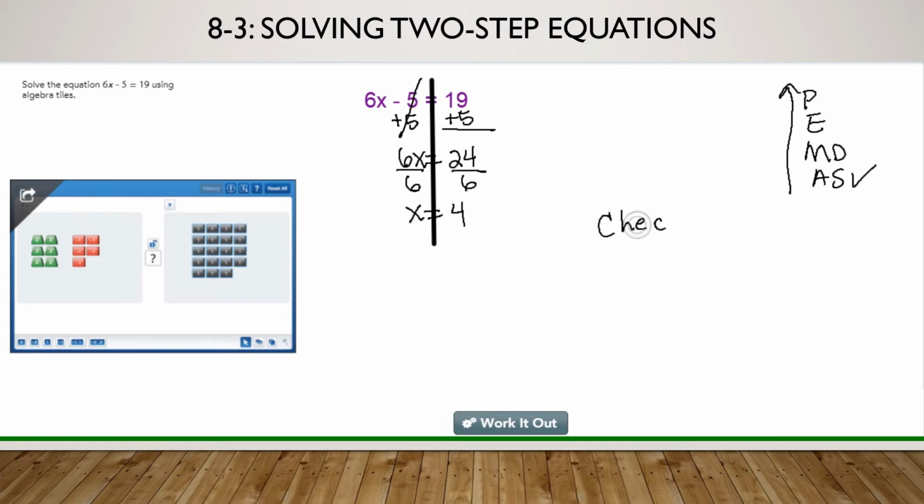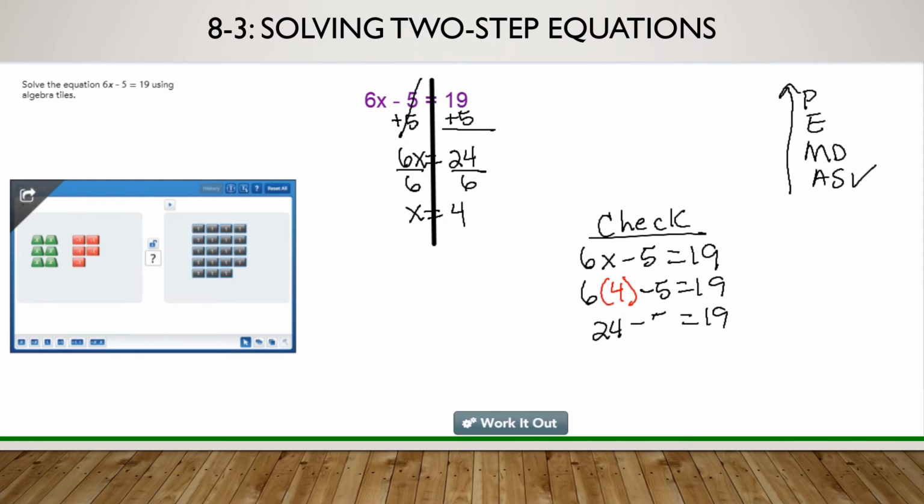So now you know you always have to check, and the way you check, all you have to do is substitute the value of x into your original equation. So we found out x was equal to 4, so all we had to do was substitute 4 in for x. Now we need to simplify each side of the equation. 6 times 4, it is 24 minus 5, and 24 minus 5 is 19, and 19 is definitely equal to 19, so that means x is equal to 4.